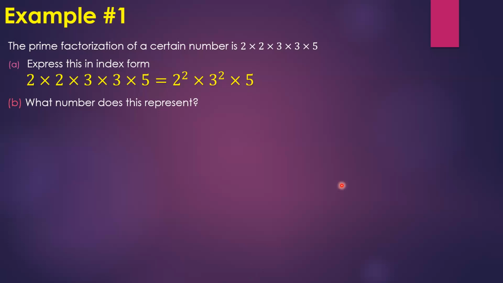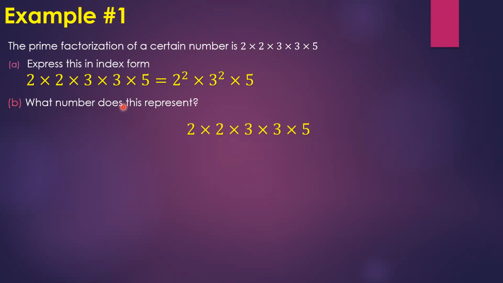Ajani, do you understand? Do you know how to do 2 times 2 times 3 times 3 times 5? Ajani, are you there? Where's Ajani? Yes, sir. Do you understand how we can get B? What does this number represent? Okay, tell me. Go ahead, how are we going to get it?